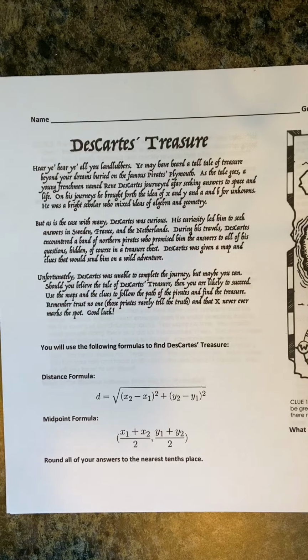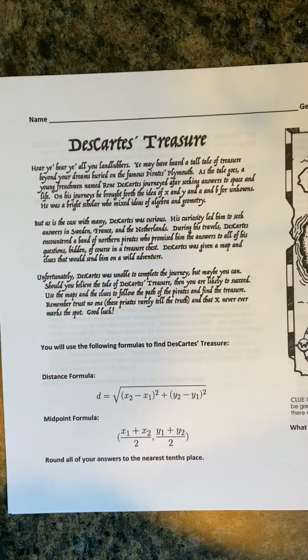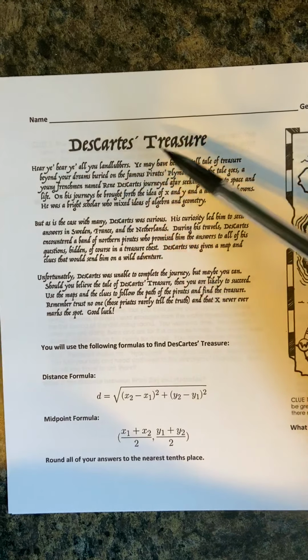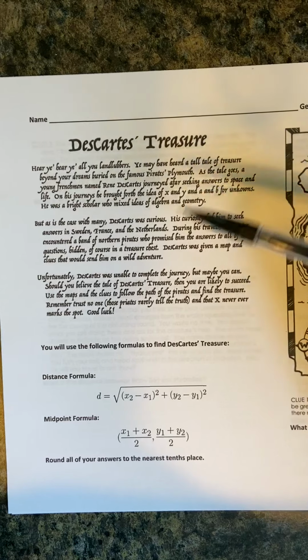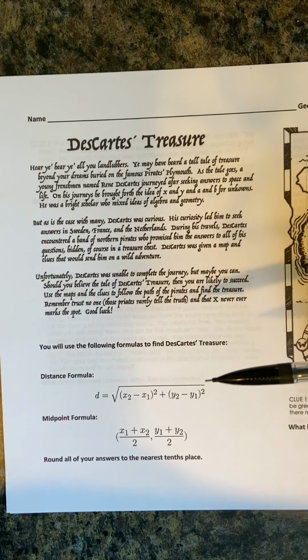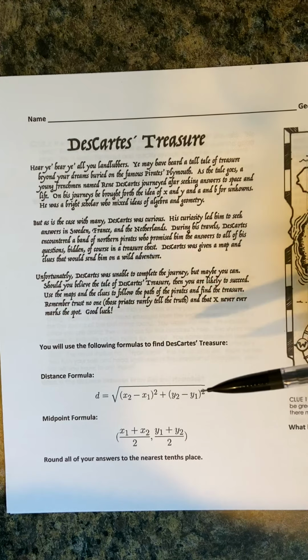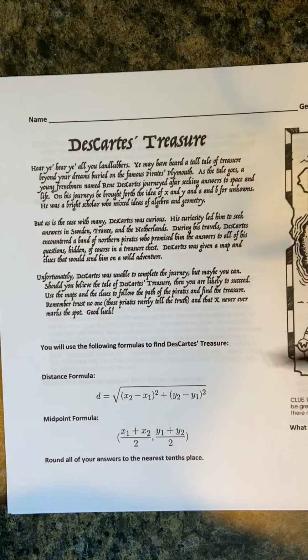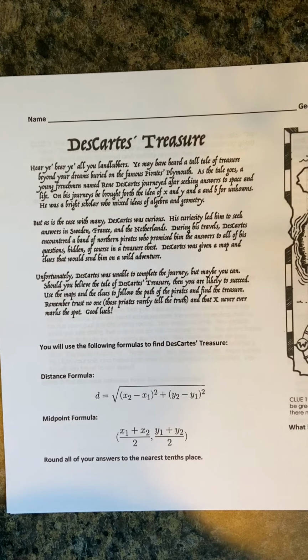So on this project, it's a review of your distance formula and your midpoint formula. You've basically got a scavenger hunt or a treasure hunt to find Descartes' treasure. As you read through the riddle, it's asking you over and over again to use either the distance formula or the midpoint formula to find the distance between 2 points on the map.